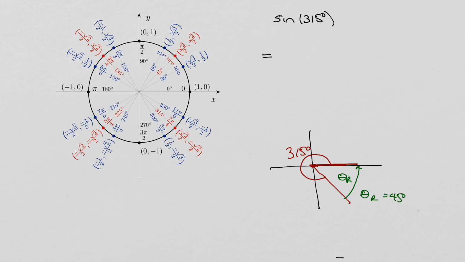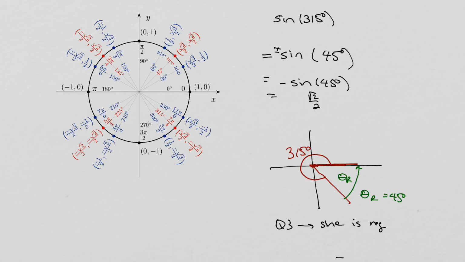So I'm saying that sine of 315 degrees is the same thing as sine of my reference angle, again with the right plus or minus sign put on there. In quadrant 4 down here, you can see that sine's supposed to be negative. So this is going to be the same thing as a negative sine of 45 degrees. Sine of 45 degrees is square root of 2 over 2, and then don't forget to carry your negative sign along. So there's my answer.